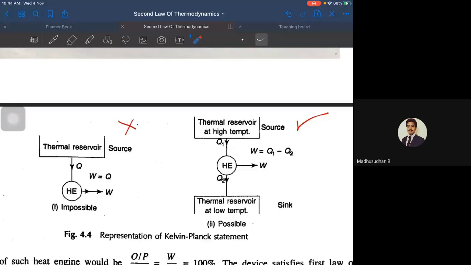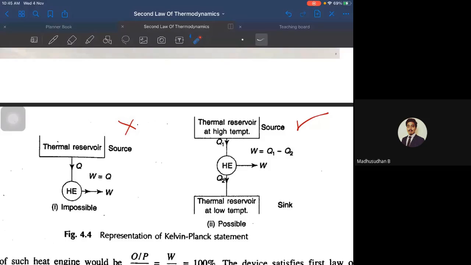But according to this, there is no secondary thermal reservoir. Whatever heat input you are giving, it is entirely converted into work. That means your W will be equal to Q, which is impossible according to the Kelvin Planck. Got the meaning, guys? Yes, sir.